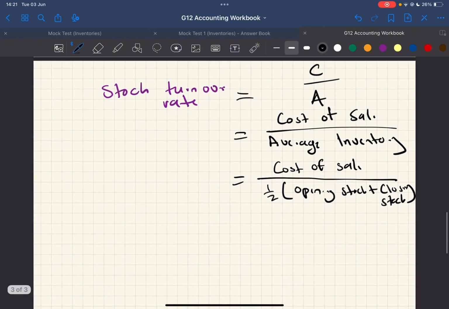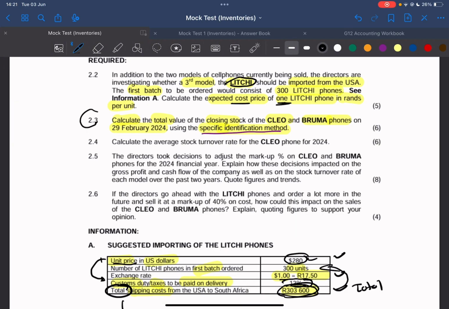So I'm going to do a short question, which is question 2.4. So in question 2.4, they say calculate the average stock turnover rate for the Clio phone for 2024.